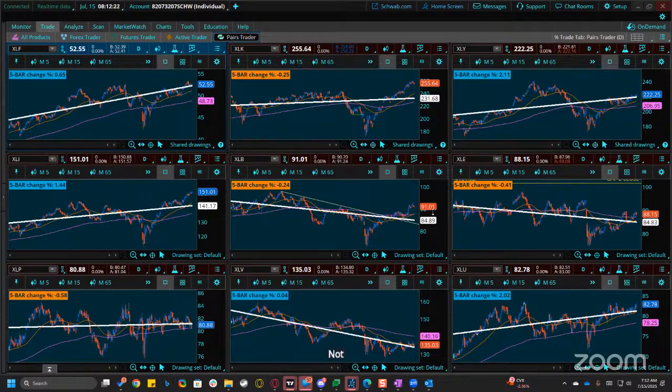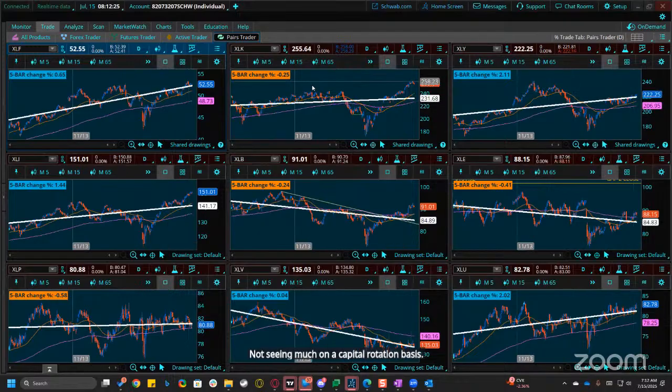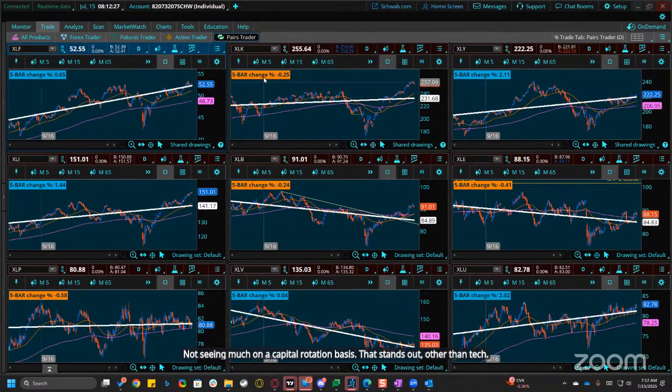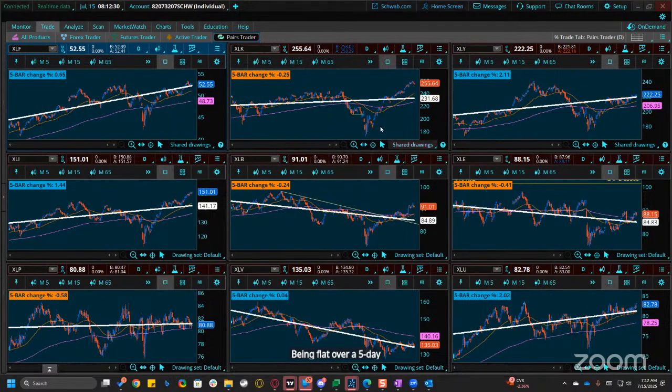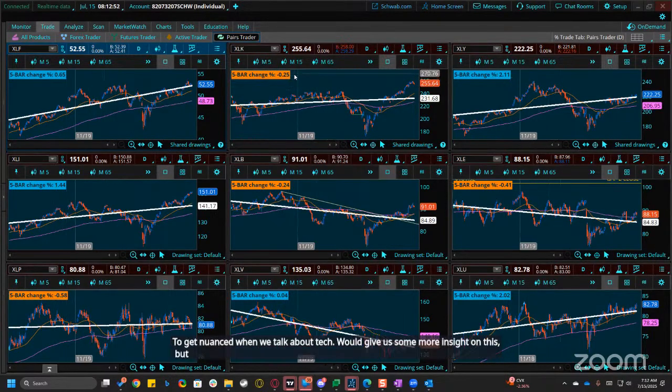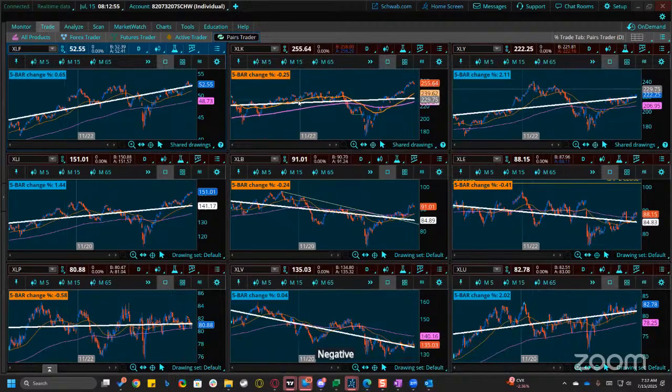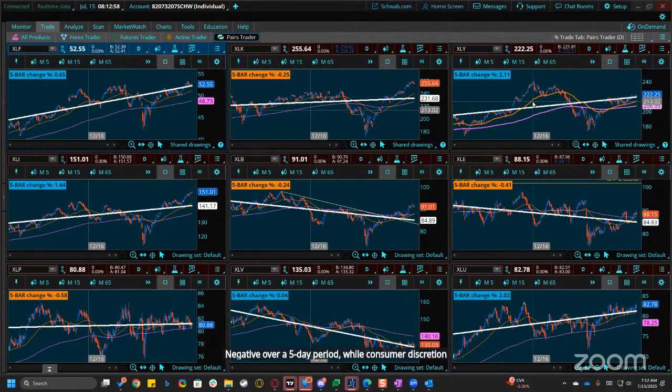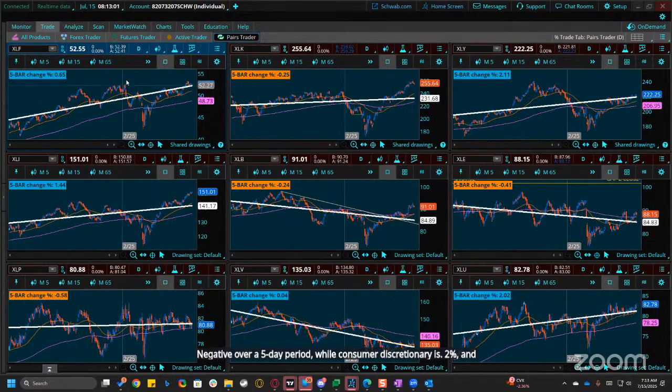Not seeing much on a capital rotation basis that stands out other than tech being flat over a 5-day period. But tech generic is just so vague that it doesn't really line us out. Cloud computing, chips, telehealth, something, right? Some way to get nuanced when we talk about tech would give us more insight on this. But generically speaking, tech is negative over a 5-day period, while consumer discretionary is up 2% and finance is not even 1%.